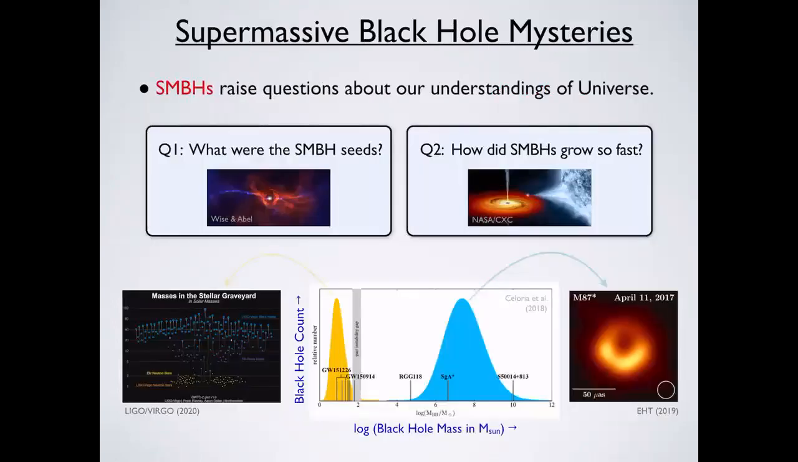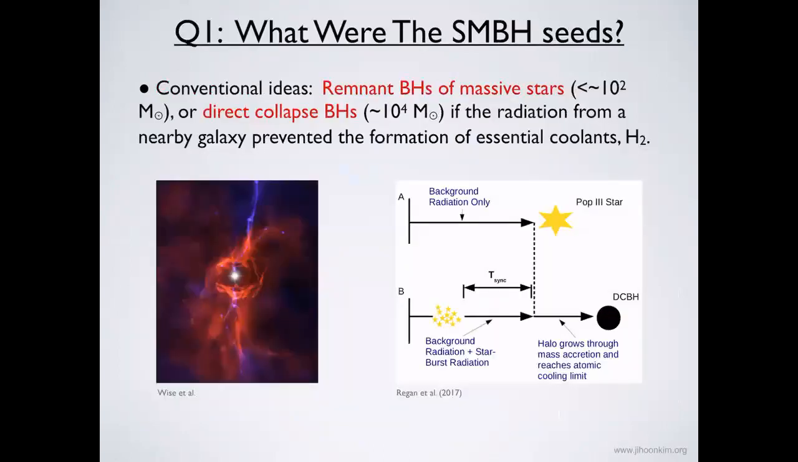So the supermassive black hole mystery, especially at high z, there are questions that can be raised, and I'm just going to talk about only two of them. The first one: what were the supermassive black hole seeds? And the second: how did these supermassive black holes grow so fast? So the first question, what were the seeds?